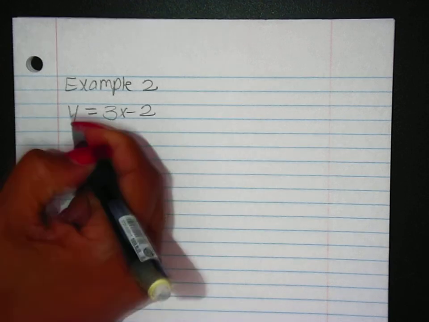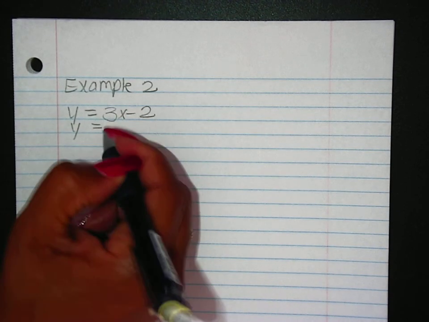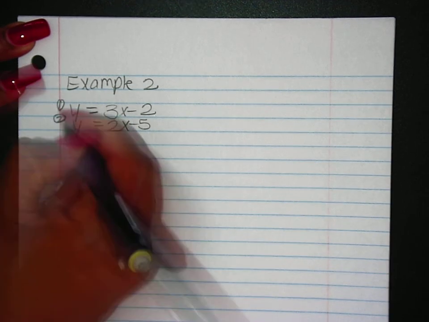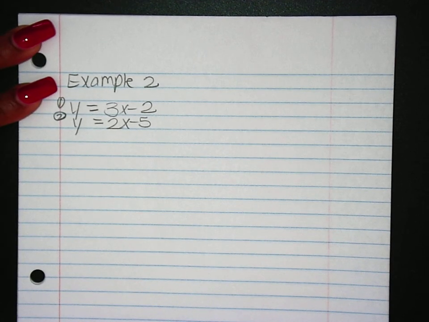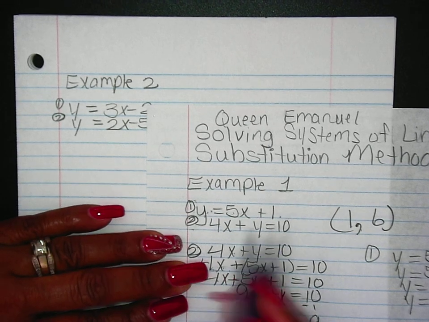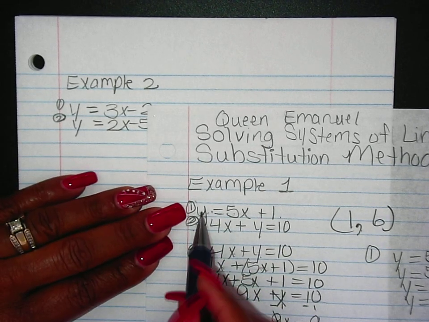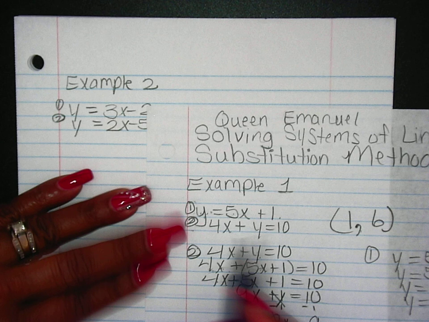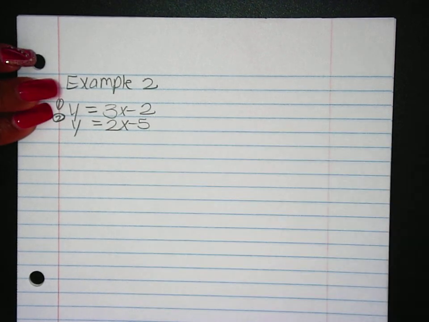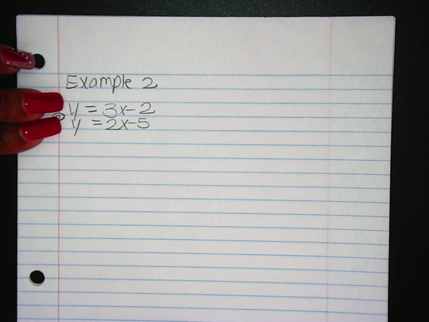y equals 3x minus 2 and y equals 2x minus 5. Here's the equation. We have 2. That's my system. Notice the difference. In example 1, we had one equation in slope-intercept form and one equation in standard form. For this system, both of those are in slope-intercept form.